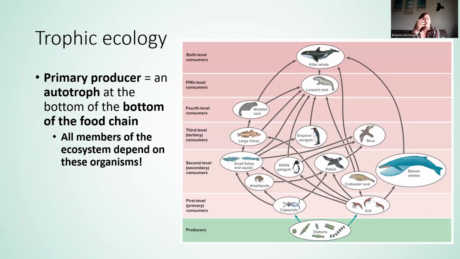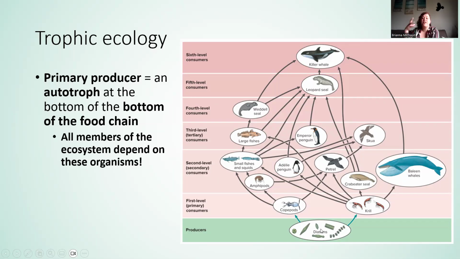So if we're talking about primary productivity, that is done by a primary producer. So this is an autotroph at the bottom of the food chain or food web. You can see in this little food web we have here, the primary producers are diatoms, which are a type of phytoplankton. We'll talk more about them in the next few weeks. So the little phytoplankton are the primary producers here at the bottom of this food chain.